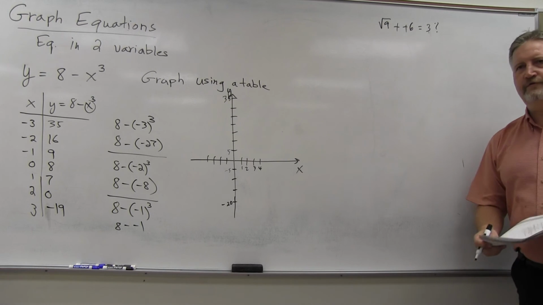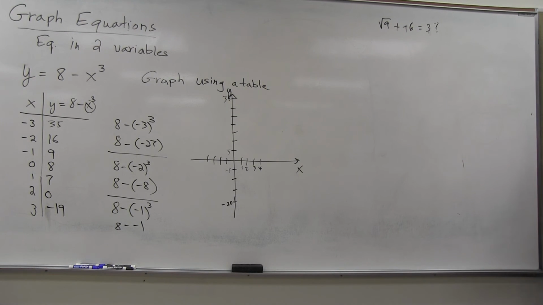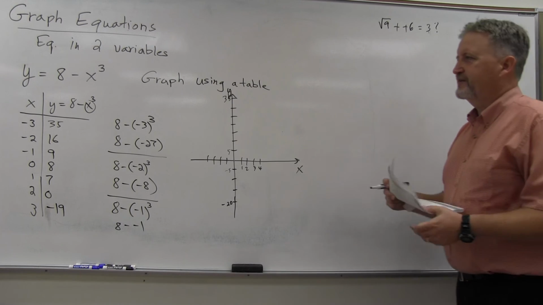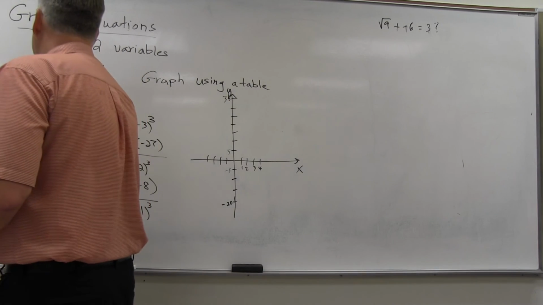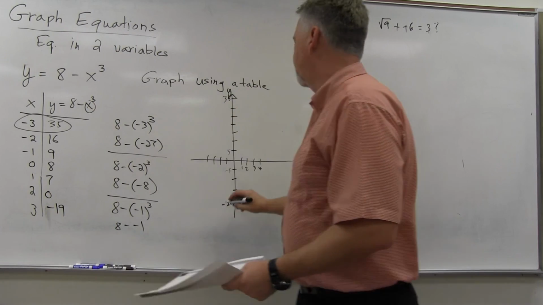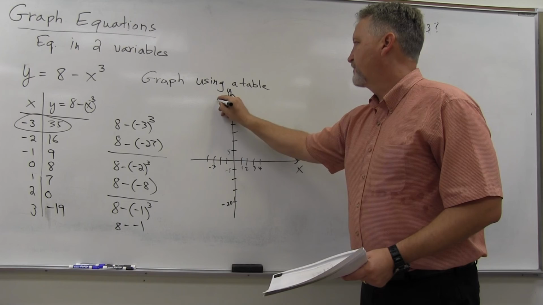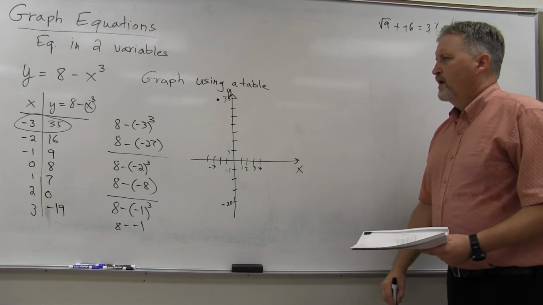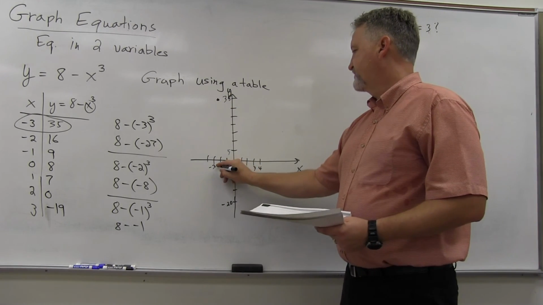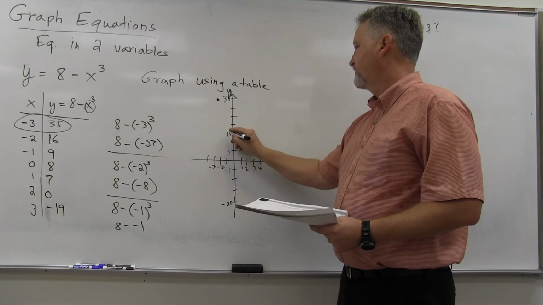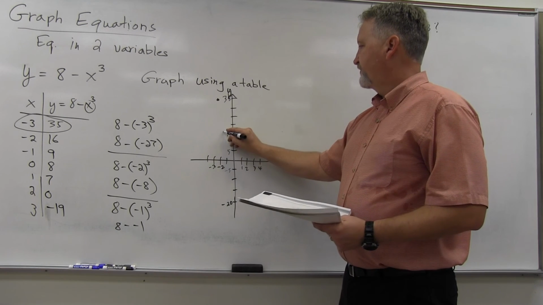All right? So we've got the Cartesian coordinate system set up there. These just give us points. This one's negative 3 in x, positive 35 in y, so we go to negative 3 in the x, and then 35 in the y, so it's up there. Negative 2 and 16, so 15's here, so 16 is right about there.